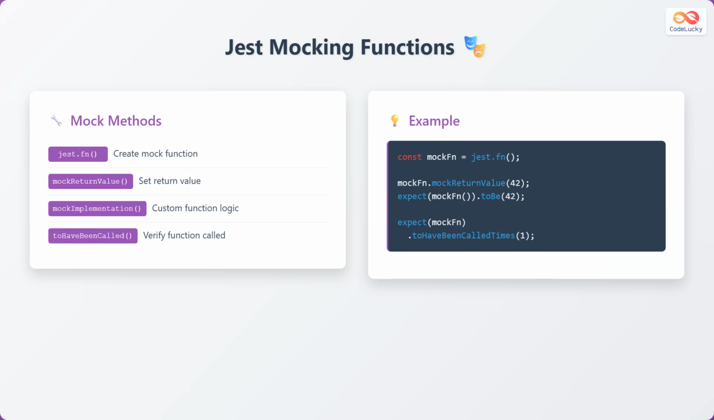Jest also provides matchers to verify how mock functions were called. The toHaveBeenCalled matcher checks if a mock function was invoked, while toHaveBeenCalledTimes verifies the exact number of calls.